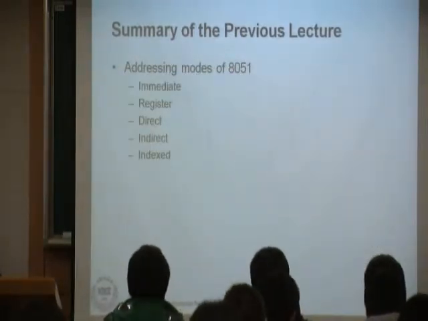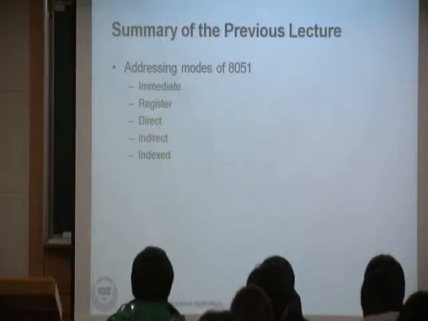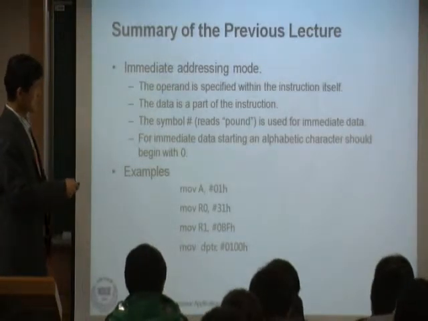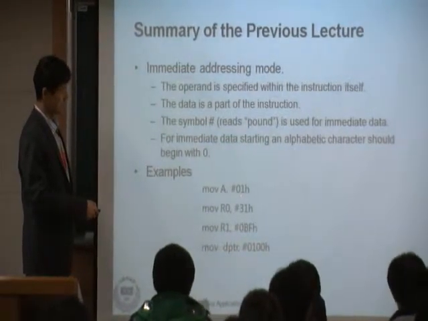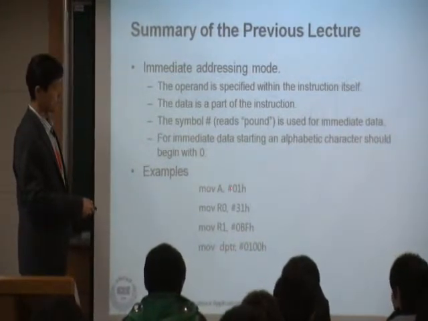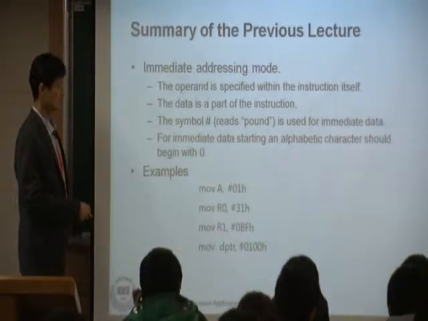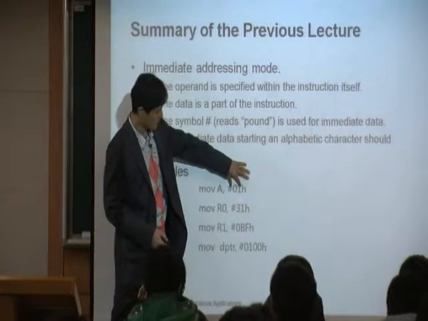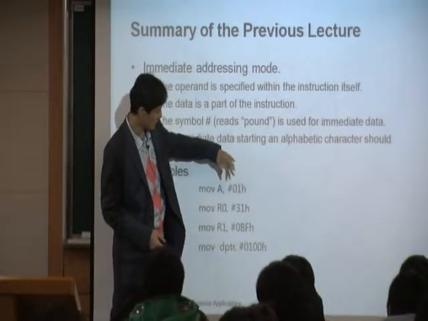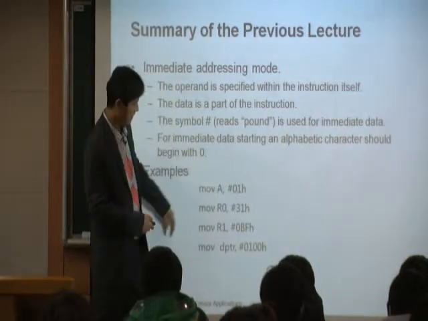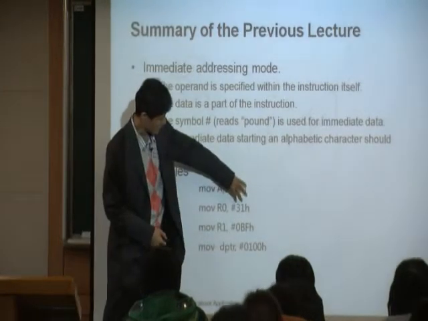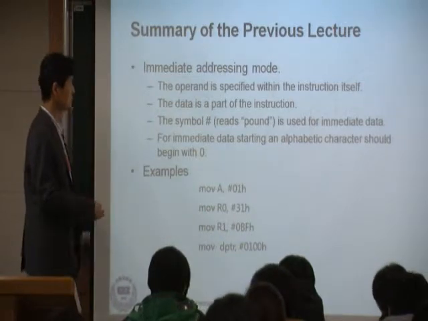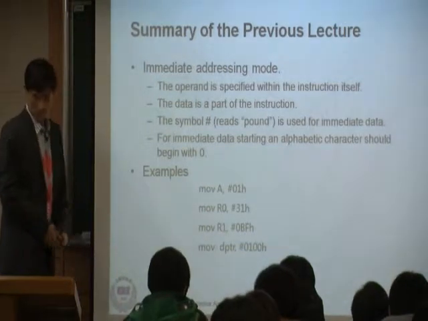We learned assembly addressing modes. There are 5 different modes. The first one was immediate addressing. Simply, immediate addressing is that you copy the immediate value to the register. For example, in this case, you move 01H. 01 is a value, and this value is put into A, right? Copied into A. On the second line, the value 31H is copied into R0. So that's immediate addressing. Okay?